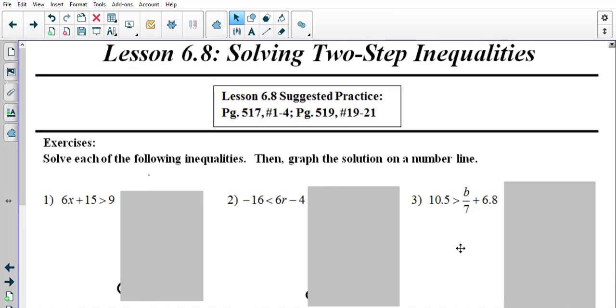This video will focus on the lesson 6.8 guided notes on solving two-step inequalities. We'll also graph our solution as well. So let's begin with question number 1.